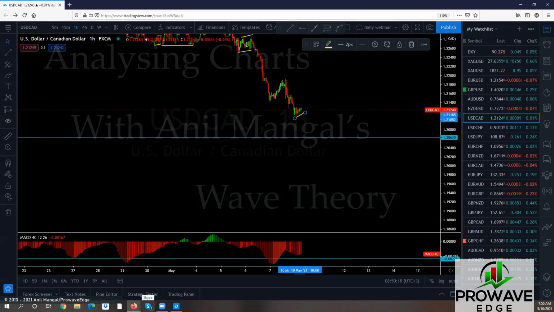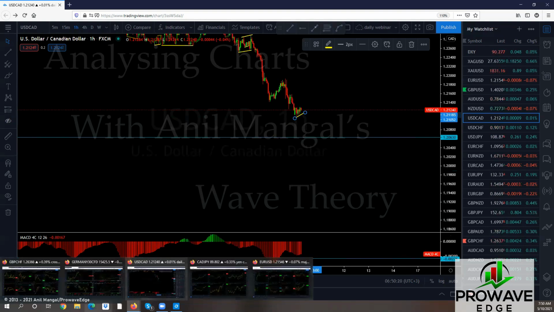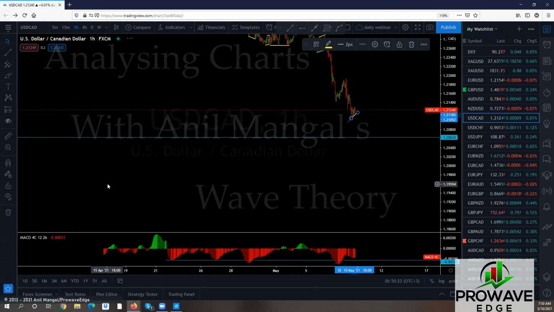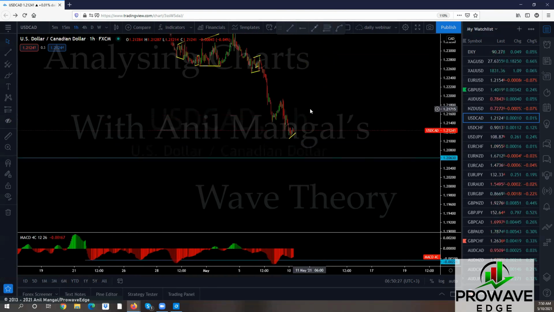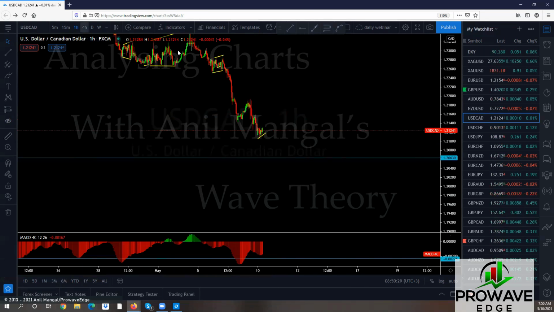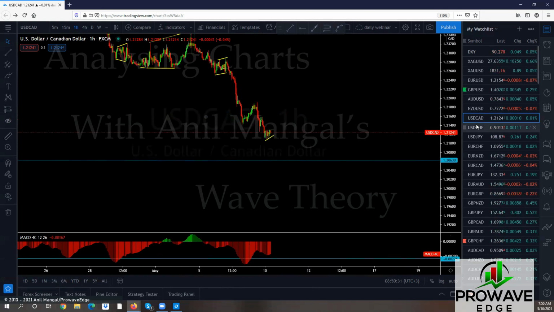How low is it going to go? Well, that could be part of the impulse continuing to go, just continuing to make the C wave a bit bigger than the A1. So there is a sell setup there today. Keep your eyes on that one. It's a nice 1 hour flag.